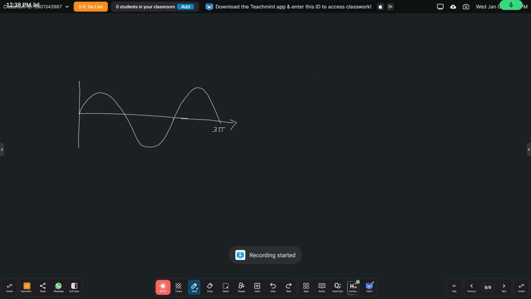Good morning, students. Today we are going to discuss the average and RMS values of a sinusoidal waveform. So now let us find the RMS and the average values of a sinusoidal waveform shown in the figure. Now let us take V of t as Vm sin omega t. This is a standard equation for the sinusoidal waveform.